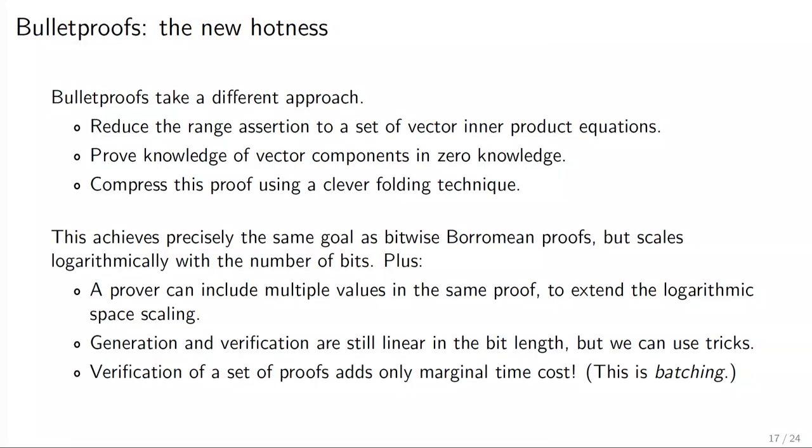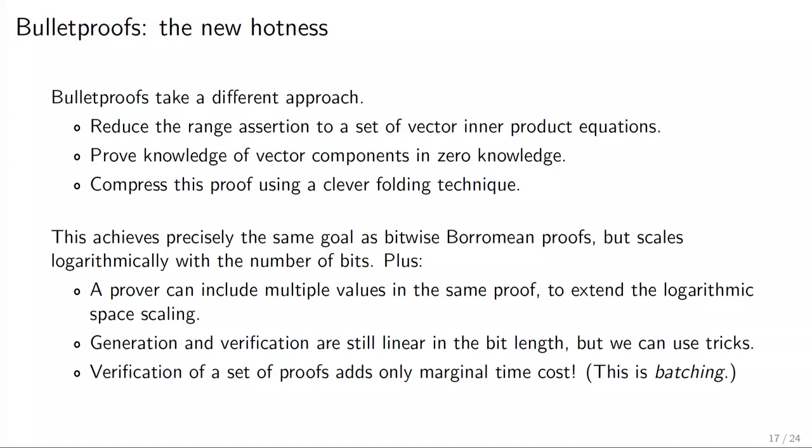So Bulletproofs are the new hotness. Instead, they reduce this range assertion to some clever vector inner product statements, and they prove all this in zero knowledge, and they smush it all the way down. What's great about this is it achieves exactly the same thing on exactly the same kinds of commitments, but it scales logarithmically, which is much, much slower growth than linear.